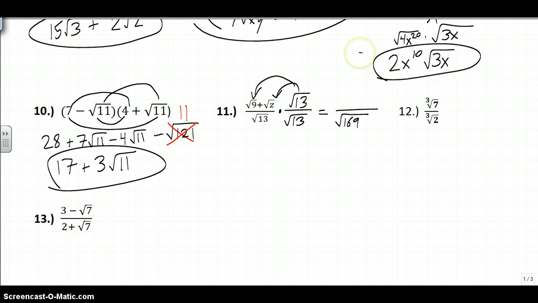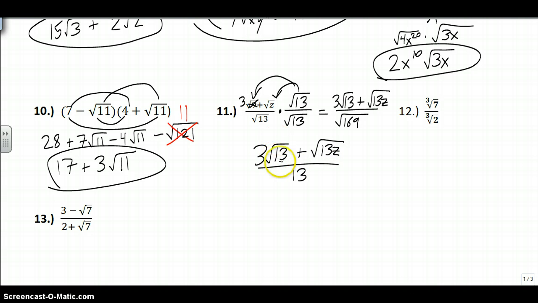Well, it might actually be easier for this one. Square root of 9 was actually 3, right? So this will be 3 square root of 13 plus the square root of 13z. Okay. And the only other thing is the bottom. 3 square root of 13 plus the square root of 13z all over 13.